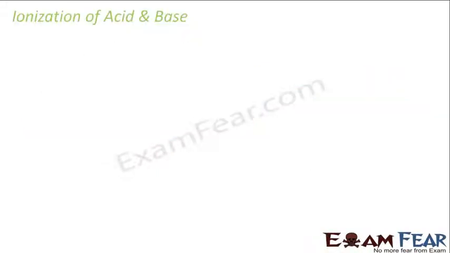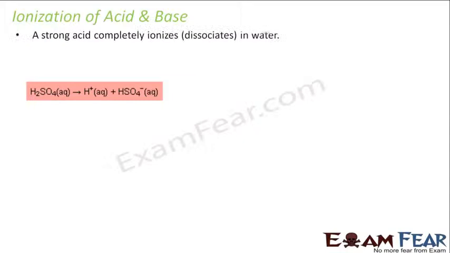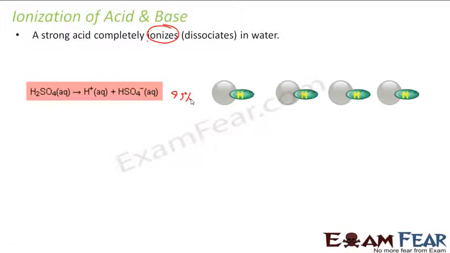Let's start with ionization of acid and base. We've already covered this. We have told that strong acid is something which completely ionizes in water. Example H2SO4. And if you see, this is a one-side reaction, not an equilibrium reaction, because almost 99% of the H2SO4 is broken into H plus and HSO4 minus ions.